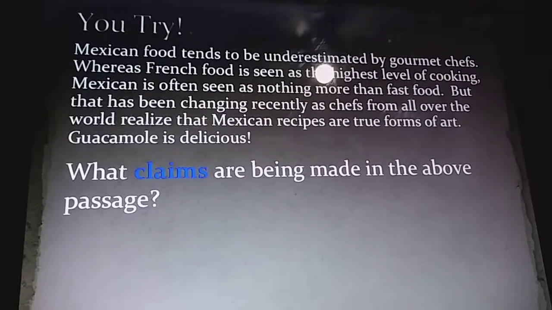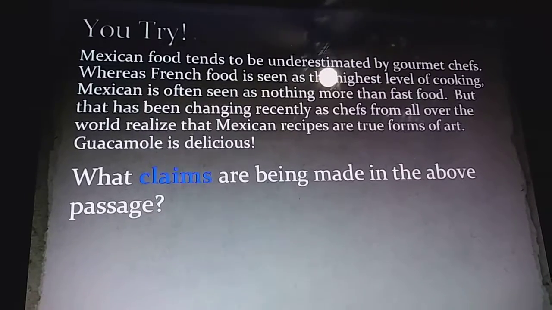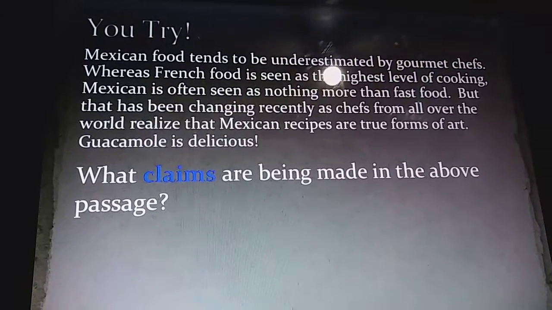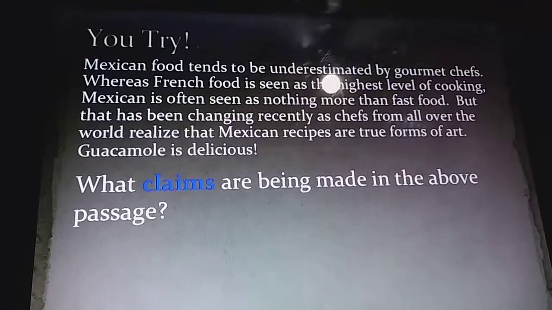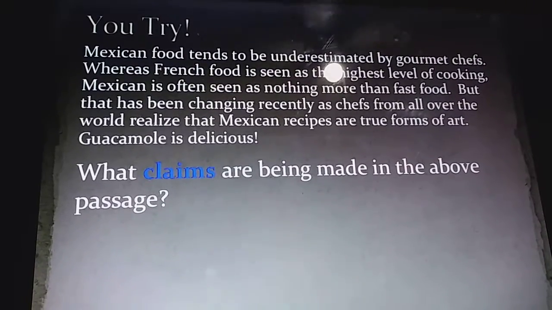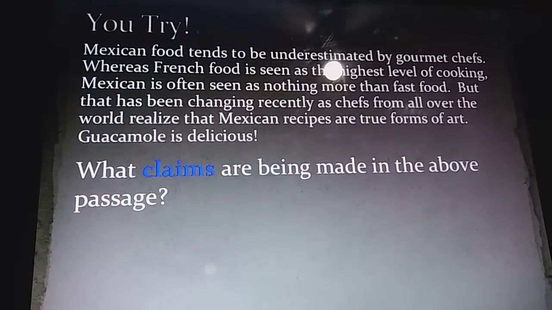Take a few minutes and think about it for yourself, or a few seconds. What claims are being made? What are the opinions being offered? What are the arguments? What are the points? And when you're ready, you can raise your hand.